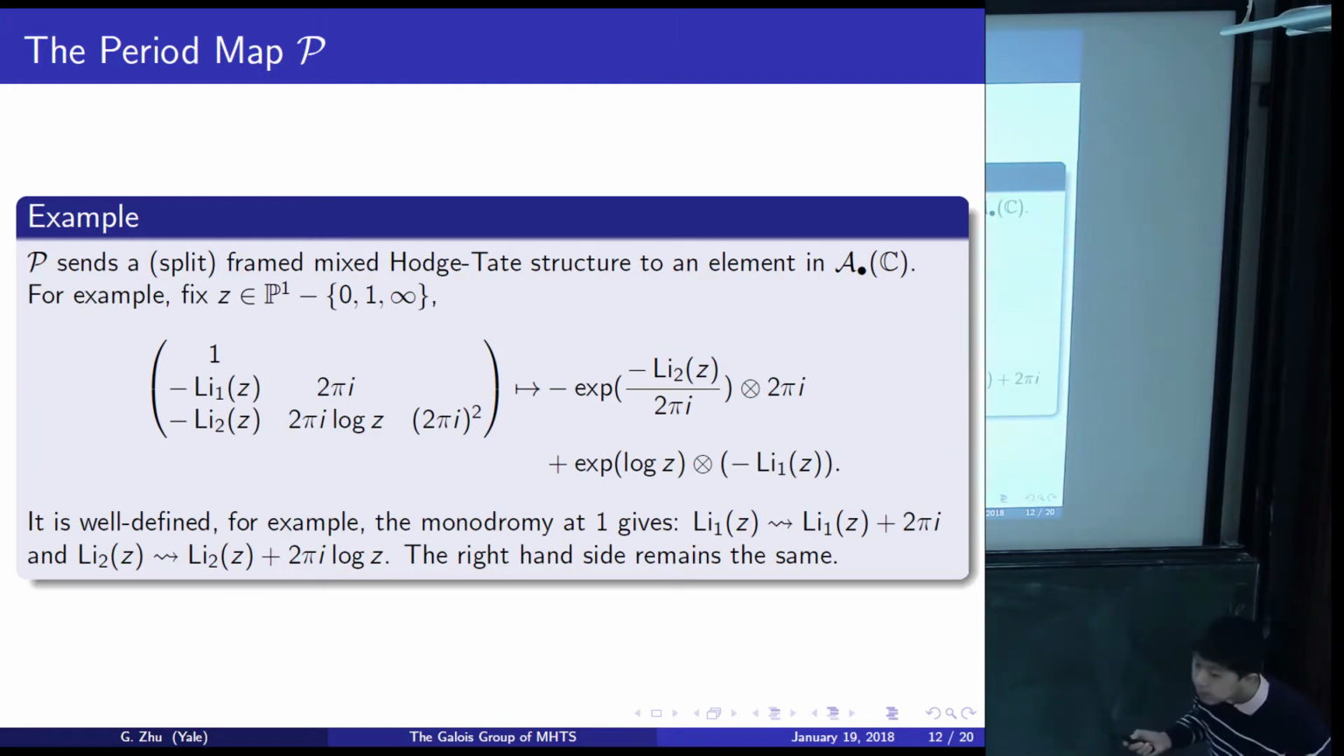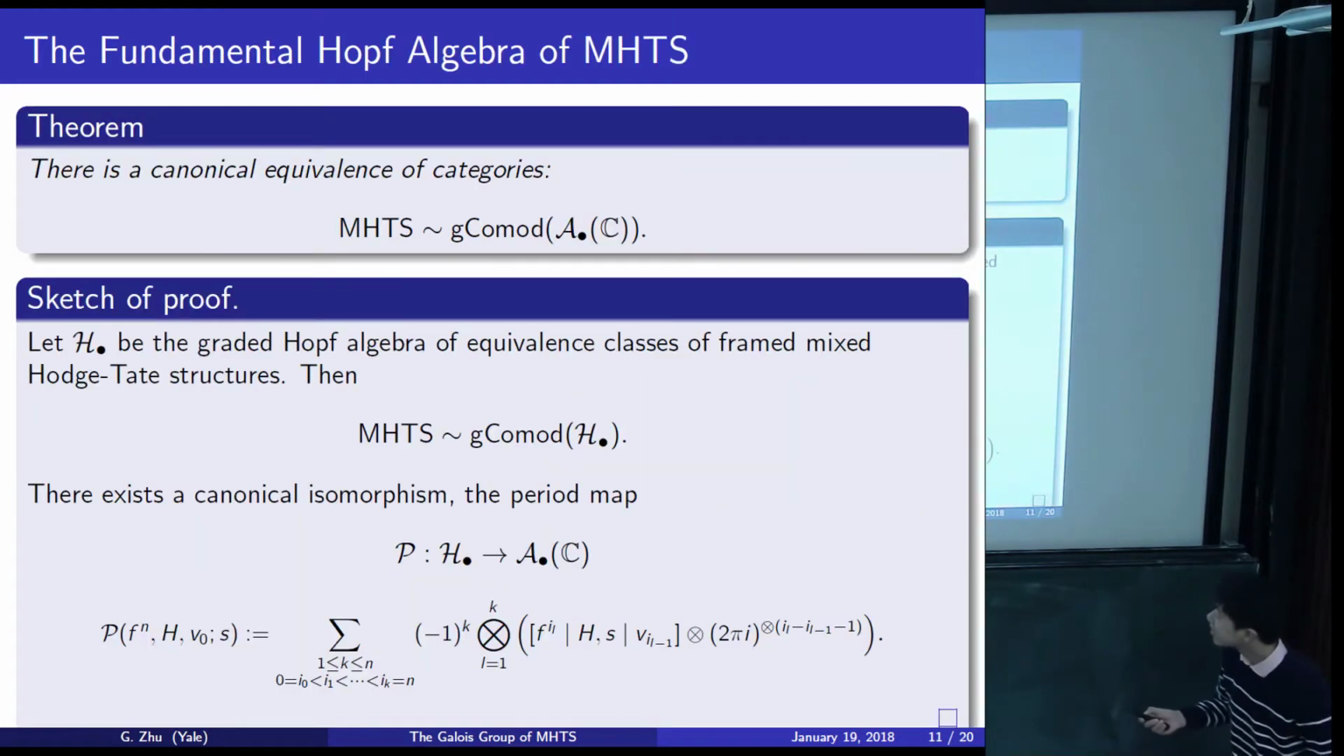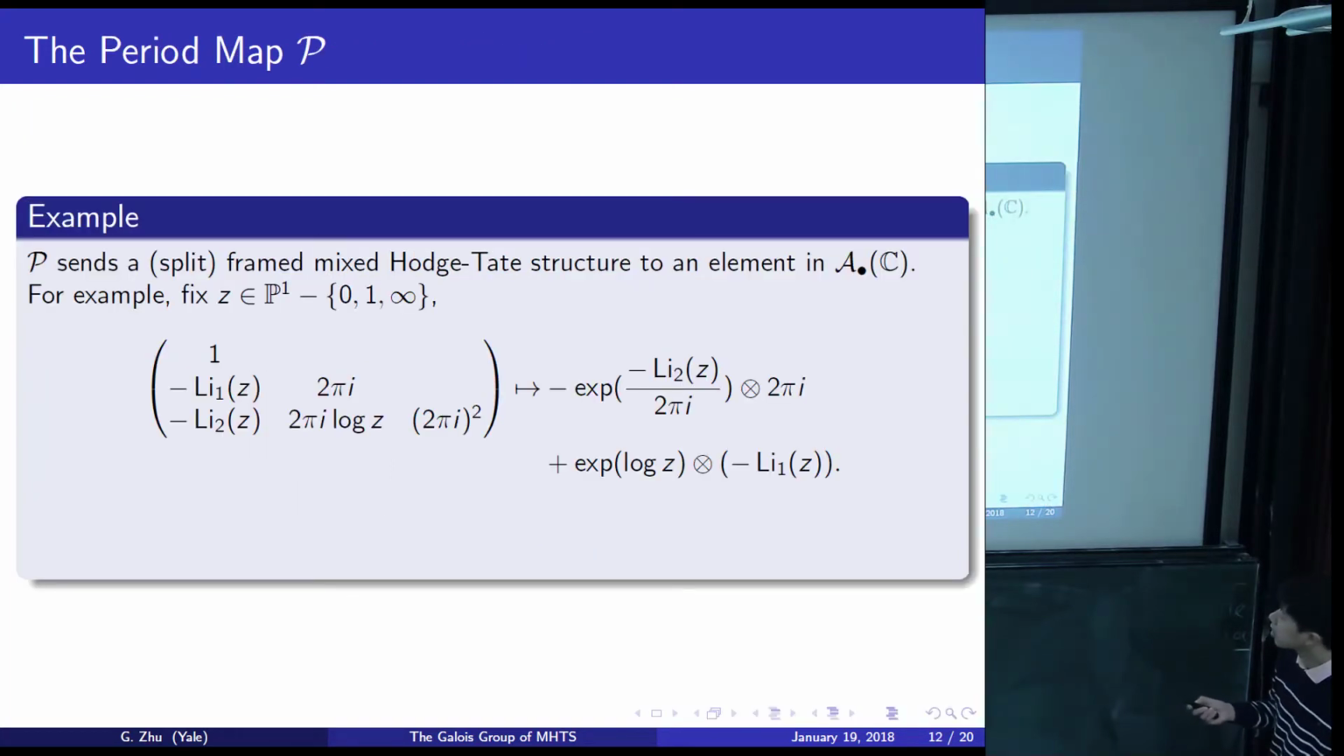Could you explain the notation at the bottom of the last page? Yes. P means the period map. This is a framed object with framing V0 and Fn. And S is a splitting, that is, we can choose any splitting now. On the right-hand side, there are some signs, and the sums of some tensors. Each part is some tensors, and the first part is a period. And we put some 2 pi i's here to take the place.